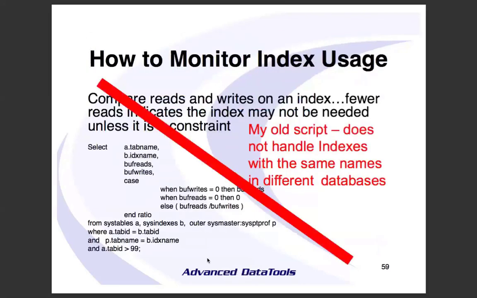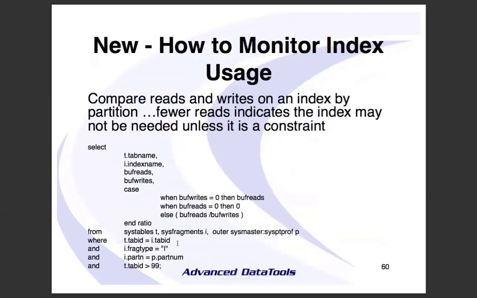Now, how do you monitor index usage? I had a script that I shared with people in the past, which had a problem with duplicate index names because it did the join between the profile in the sysmaster database based on the index name. So I've rewritten this script, and this is brand new, and this is my takeaway from today's presentation, and you guys get to see it first. And now I'm using the partition number, which is unique to every index. This also handles partitioned indexes.